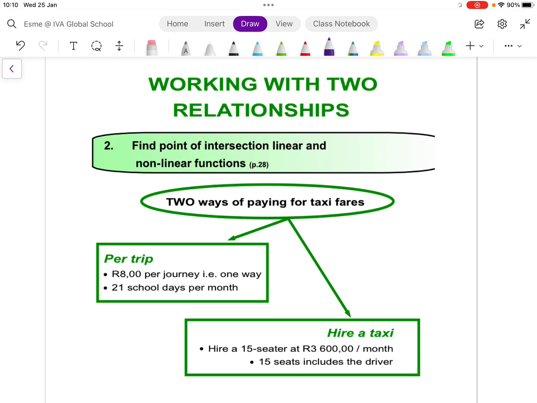So the first way is you pay per trip, which is 8 Rand a journey, one way, and we take 21 school days into consideration.